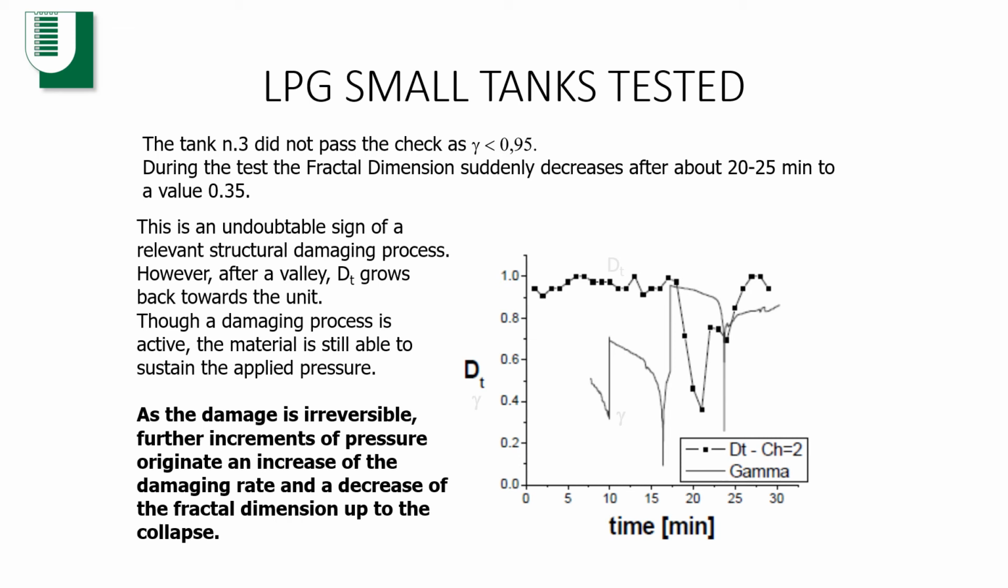Though a damaging process is active, the material is still able to sustain the applied pressure due to rearrangement of the stresses, probably caused by a small area of plasticization. As the damage is irreversible, further increments of the pressure originate an increase of the damaging rate and a decrease of the fractal dimension up to the collapse.